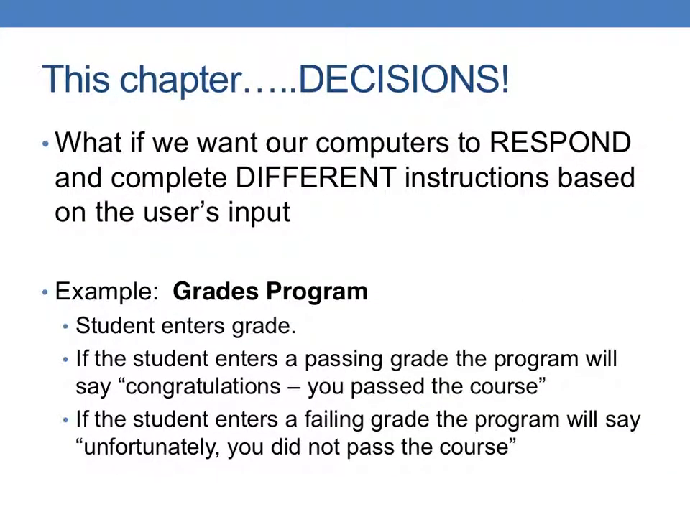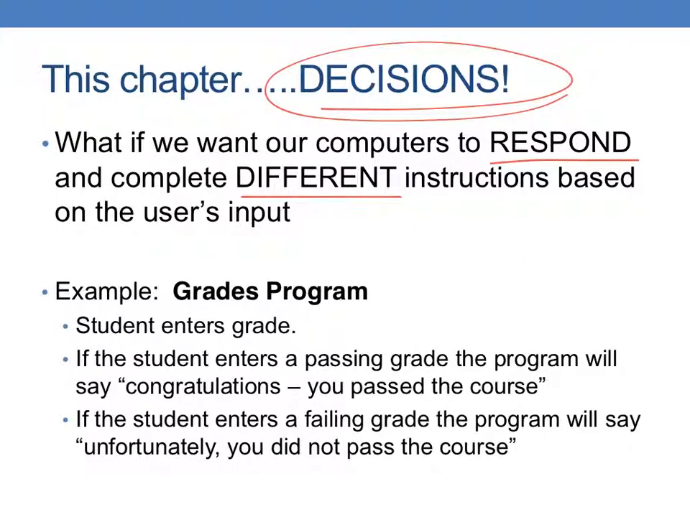So on the previous slide, I showed you how every program we've written so far has always done the exact same thing every time it runs. What we're going to focus on in this chapter is what happens if we want our computers to respond differently depending on the user's input, which is where these decisions we've talked about come into play.